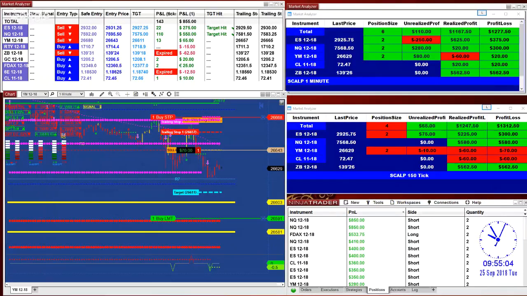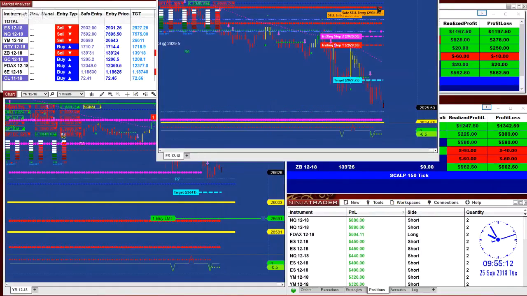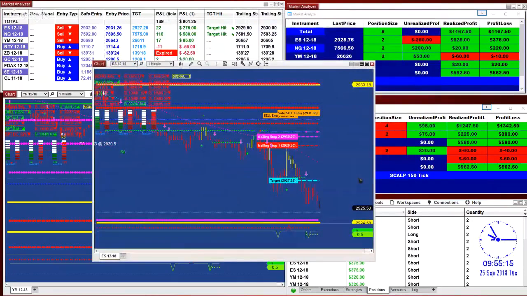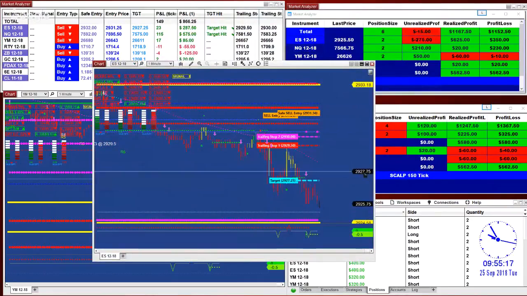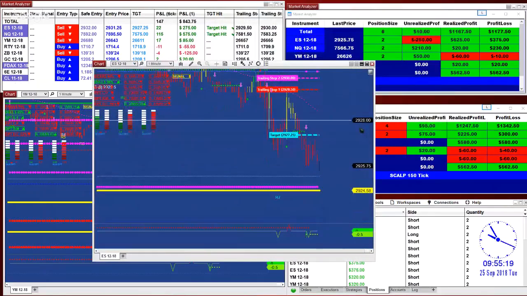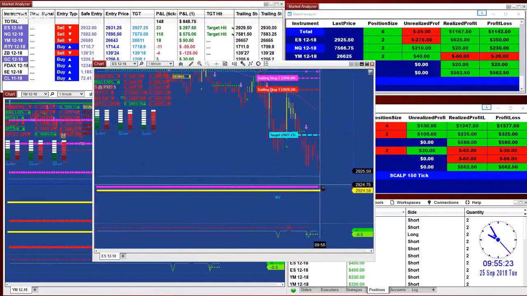So right now, on the YM, and I'll keep my eye on the ES. The ES right now has already hit the target, and we are coming to a very strong area of support line, and it is extremely strong. So if you are on the trade, very fine.